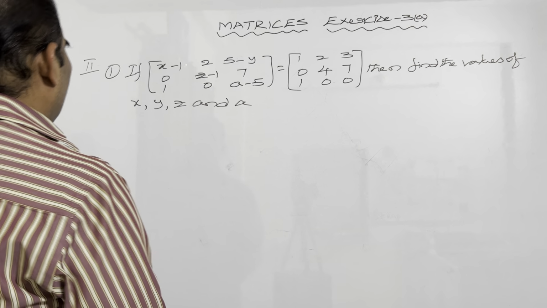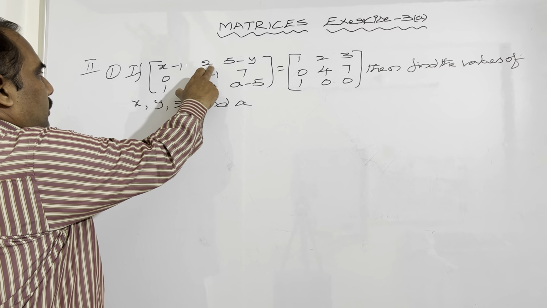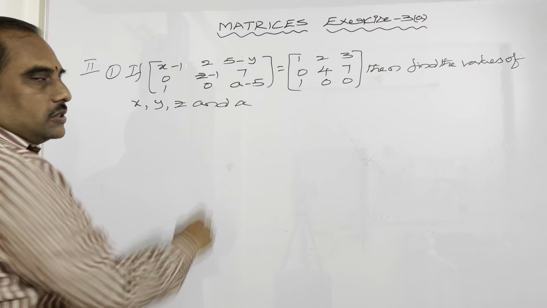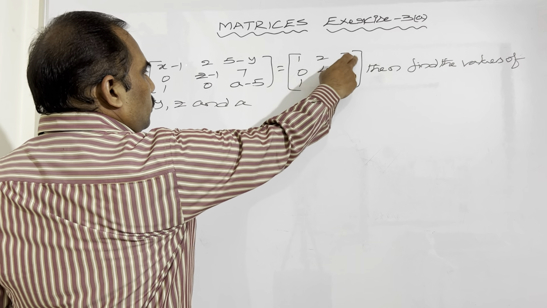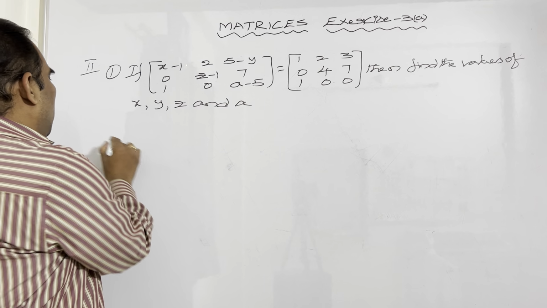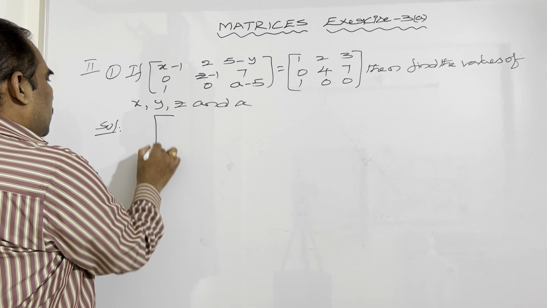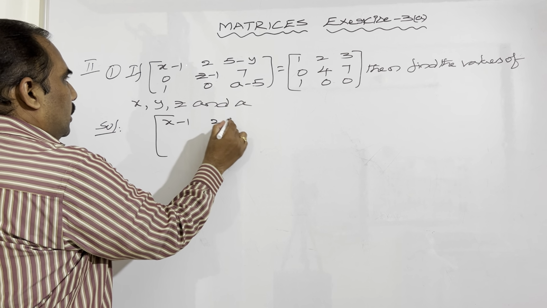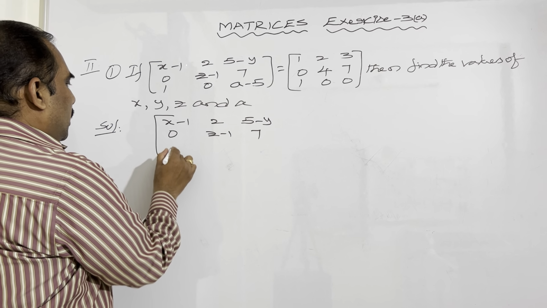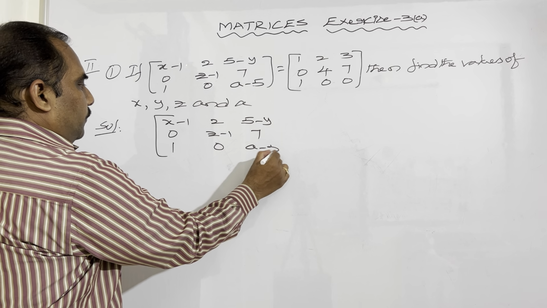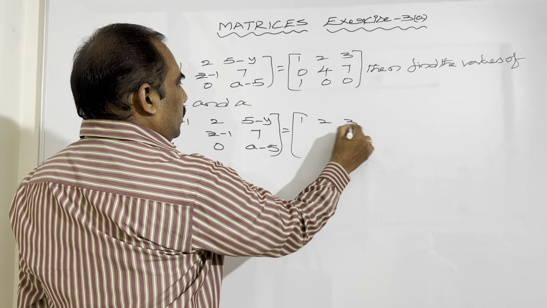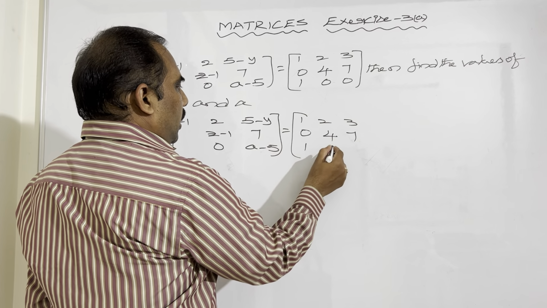Next, in section 2, the first one: if the matrix [x minus 1, 2, 5 minus y; 0, z minus 1, 7; 1, 0, a minus 5] is equal to the matrix [1, 2, 3; 0, 4, 7; 1, 0, 0], then find the values of x, y, z and a. Here the given two matrices are equal, so their order is also the same.